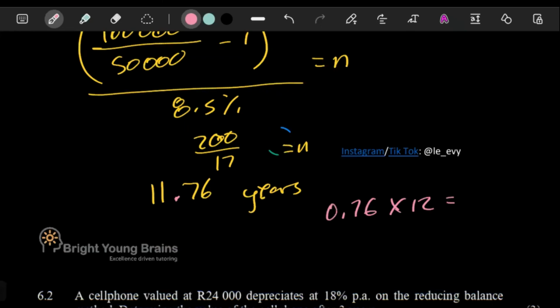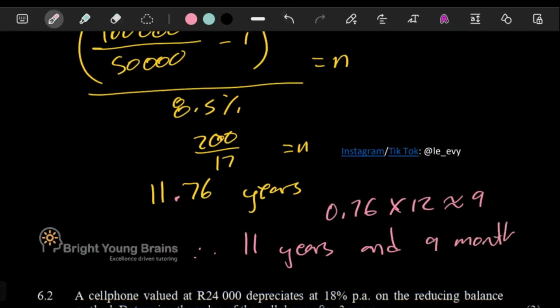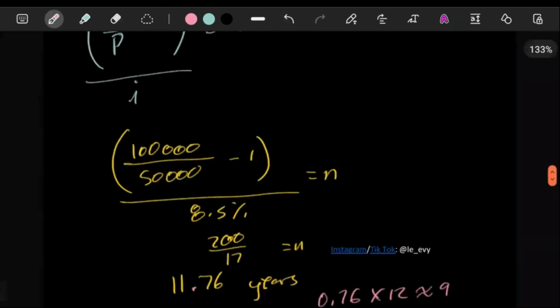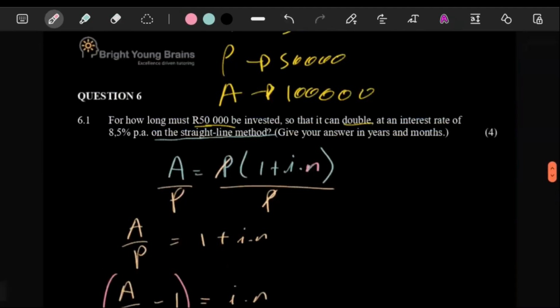So let me actually do this. I'm going to put the approximate symbol. So this is approximately 9 months. So here we can say, therefore, 11 years and 9 months. If you wrote it like this, that's still 100% fine because here they didn't necessarily specify.